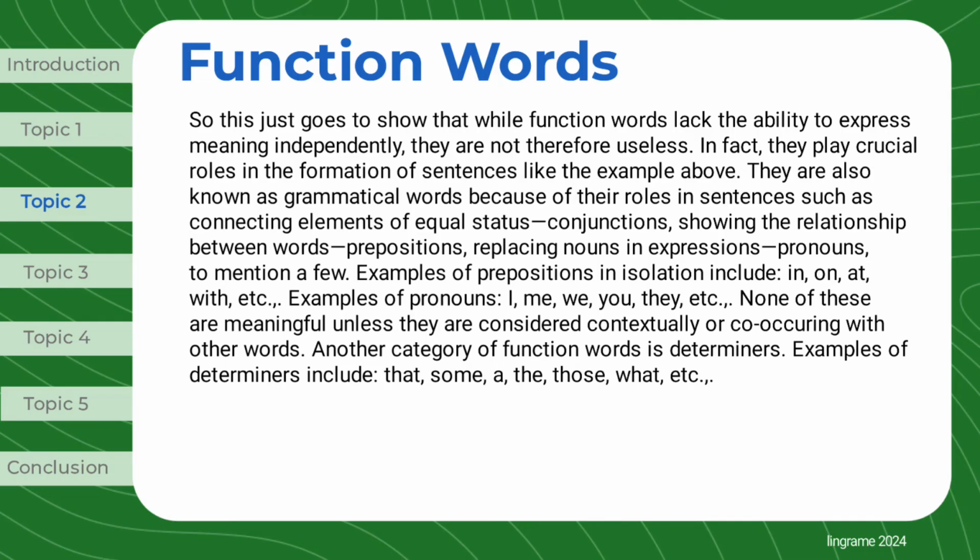Examples of prepositions in isolation include in, on, at, with, etc. Examples of pronouns: I, me, we, you, they, etc. None of these are meaningful unless they are considered contextually or co-occurring with other words. Another category of function words is determiners. Examples of determiners include that, some, a, there, those, what, etc.